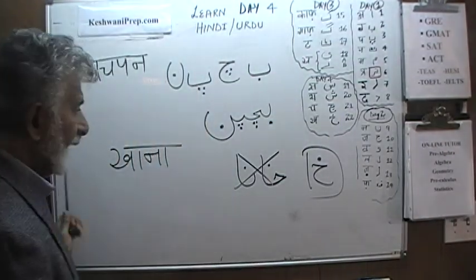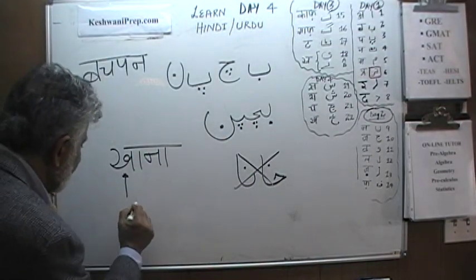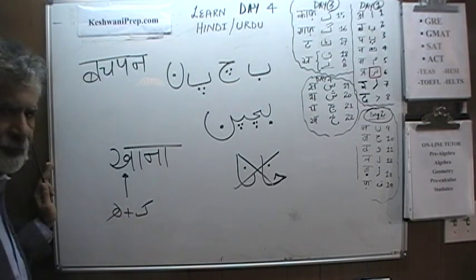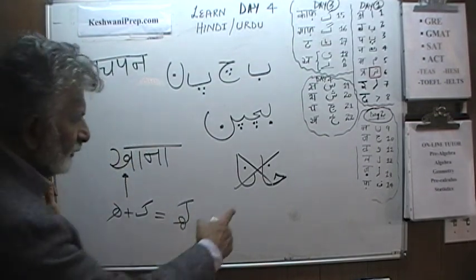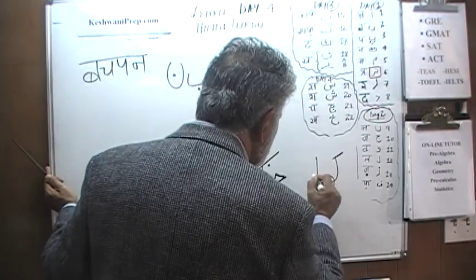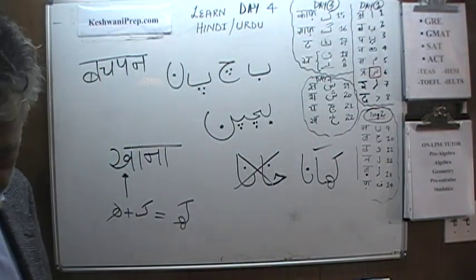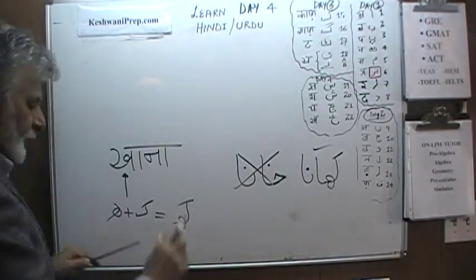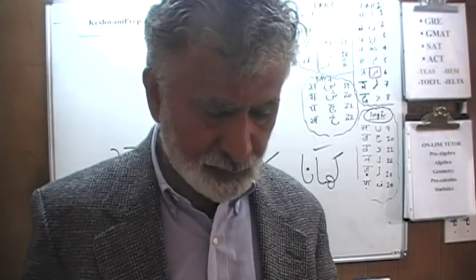Here, because it has no dot, this kha actually is a representation of kaf plus a he, which is kha. And instead of looking like this, it should have been written like this. Kha, ka, na. Khana. Not that khana. Khana is in food. Khana khana. I want to eat. Khana khalia. Did you eat already?